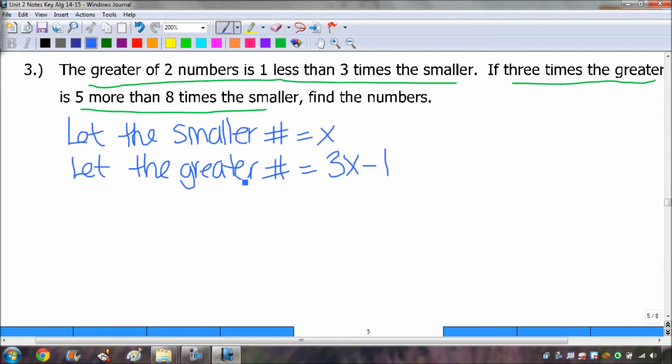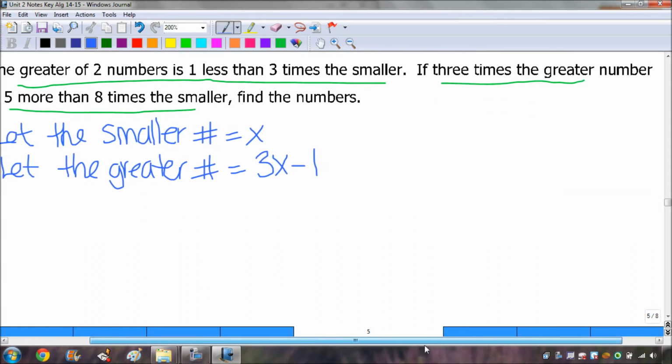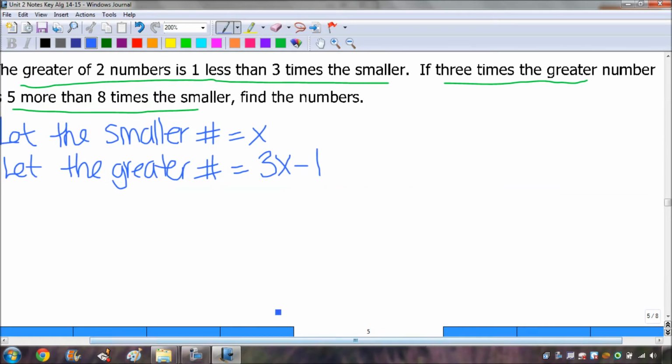Now I need to write my equation, and my equation is based on the rest of the information that I haven't used yet. It says if 3 times the greater number, so I'm going to color code this so you can see it a little better. The smaller number I'm going to color code orange, and the larger number green. So 3 times the greater number, which is 3x minus 1, but it needs to be multiplied by 3, so I'm going to put it in parentheses because the entire number is being multiplied by 3.